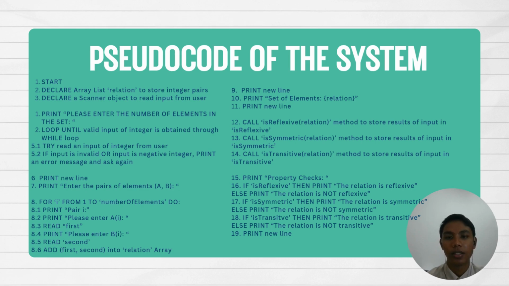And after the system receives all of the input from the user, it will collect and store them inside the list of relation. And you can see from number 12 until 19, this is when the system will check for the three properties of relation involving reflexive, symmetric, and transitive. So if the conditions are met, it will print out whether the pairs of elements are either reflexive, symmetric, or transitive or not.